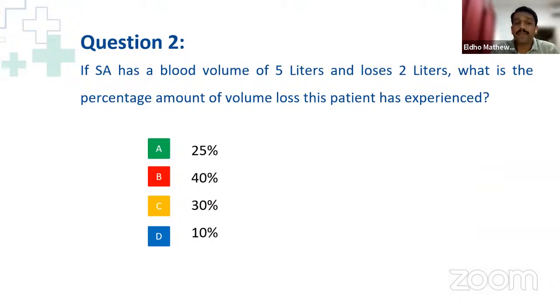Coming to another question: if SA has a blood volume of 5 liters and loses 2 liters, what is the percentage amount of blood loss this patient has experienced? We can easily calculate it. There is a 2 liter loss out of 5, so the answer will be 40%.